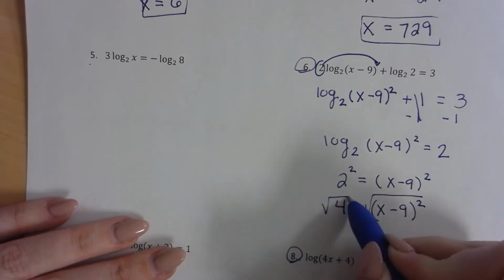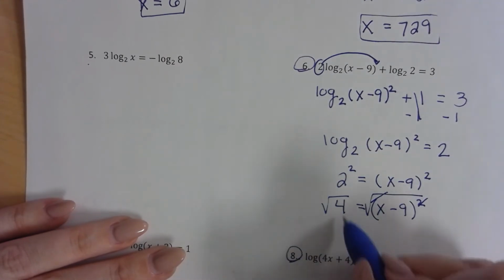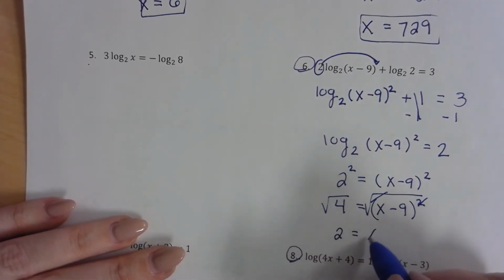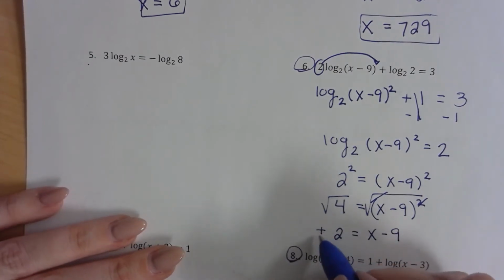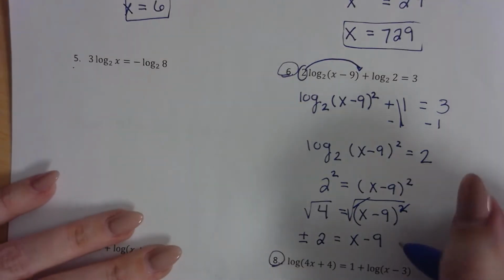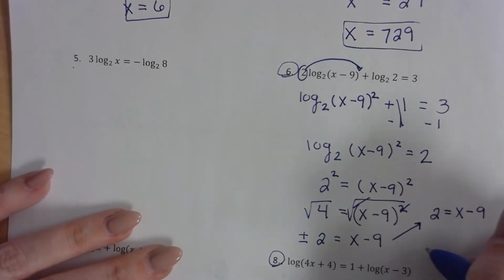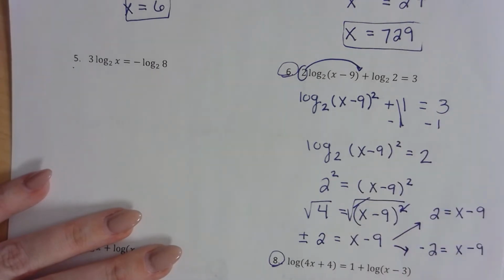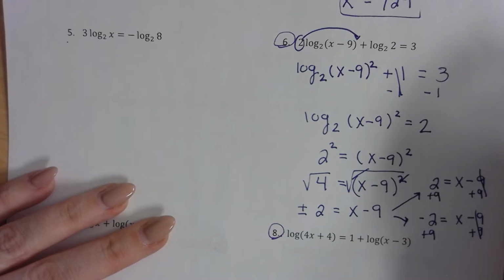We're going to square root each side so that the square and the square root cancel, and we get 2 equals x minus 9. Now be careful, because whenever we take the square root, we can't forget about plus or minus. So we get plus or minus 2 equals x minus 9, which means we have positive 2 equals x minus 9 and negative 2 equals x minus 9. Now solve for x, add 9, add 9.